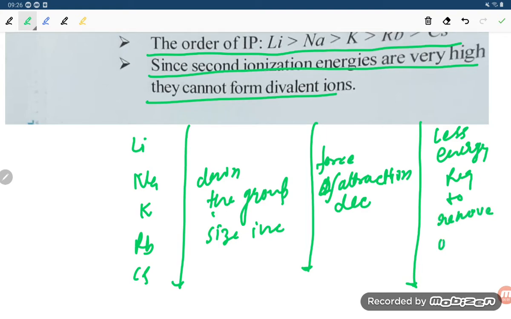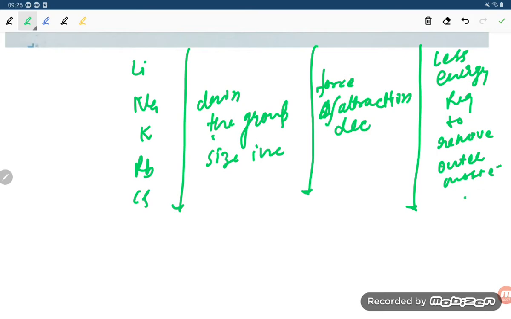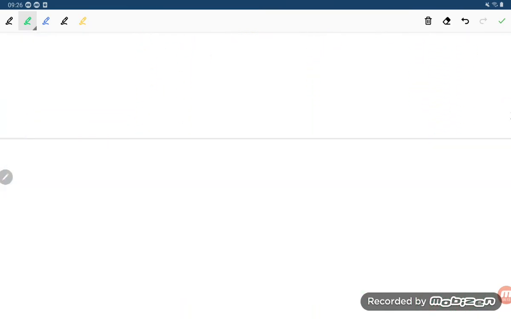To remove the outermost electron. Okay, so that is what we can write. So low ionization energy, right student? So this is the ionization enthalpy.